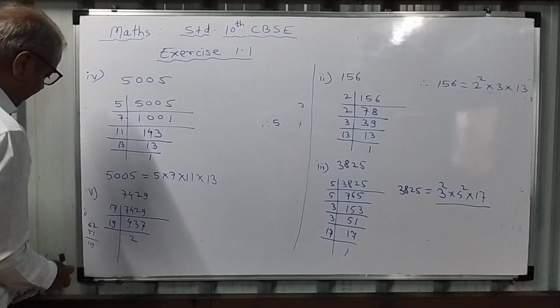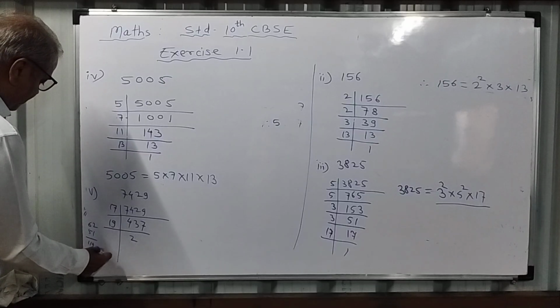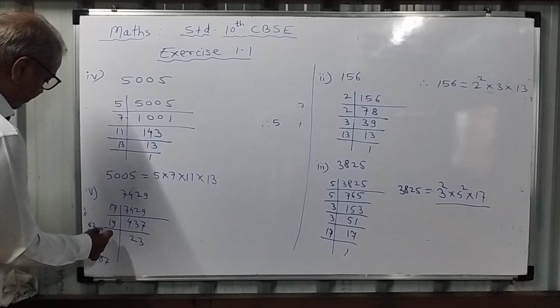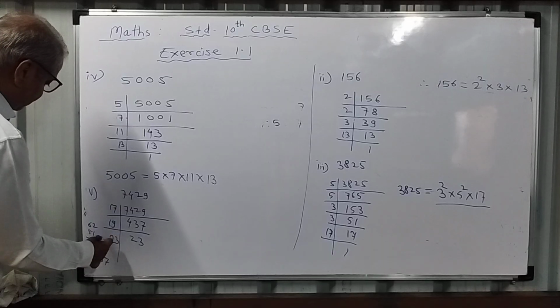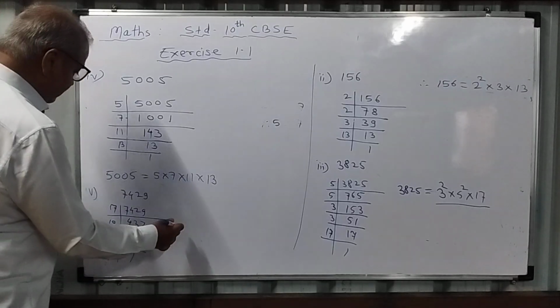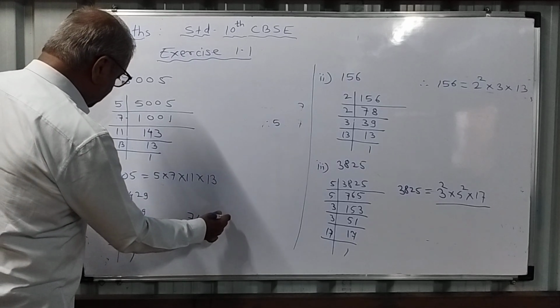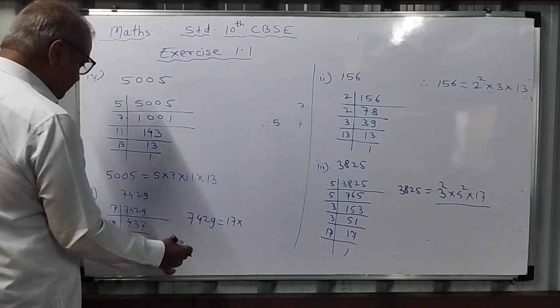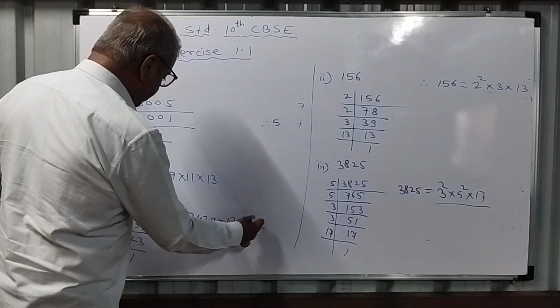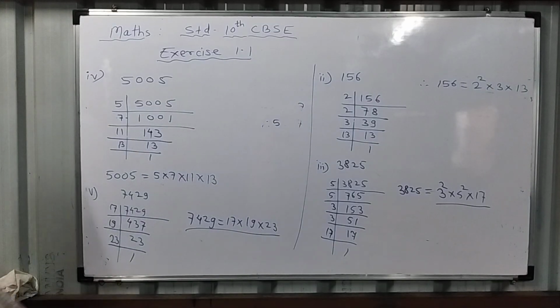19 twos are 38, 19 threes are 57, and now 23 is prime, so 23 ones are 23. So 7429 is equal to 17 into 19 into 23. So these are the prime factors. So this ends question number 1.